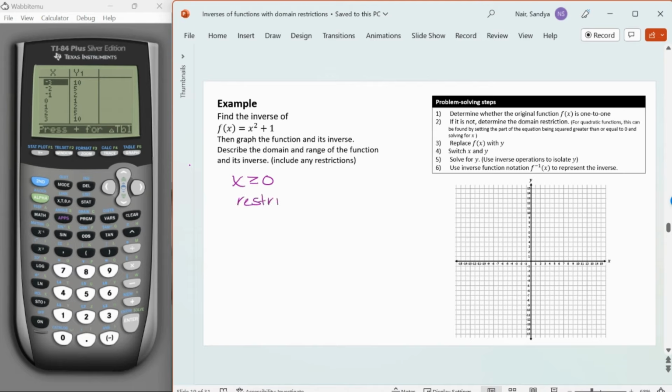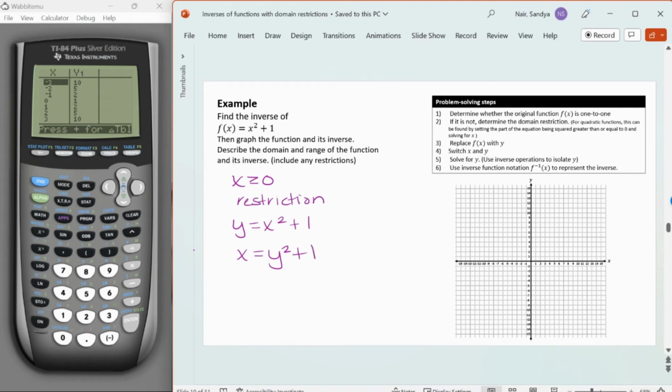So that's the restriction I'm going to put on this function so that I can ensure that my inverse is a function. Well, then the steps after we do this are just the same as what we've been doing, right? So we're going to replace f of x with y. So I'm going to have y equals x squared plus 1, right? And then I'm going to switch my x and y. So when I switch x and y, that gives me x equals y squared plus 1. And now I'm going to solve for y.